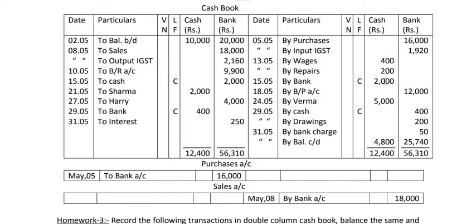The amount is 2,000 here and 2,000 here. Be careful regarding this kind of entry. If you write to cash here, then the amount will not come in cash column. Amount will come in bank column. And if you write by bank here, the amount will not come in bank column. The amount will come in cash column.